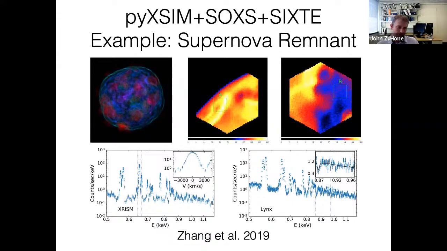And so the top right, so using pyXSIM and SOXS, but also SIXTE, which was used in this case to handle the Athena XIFU simulation. That's what you're seeing with the hexagon images on the top right. And then you're seeing also simulated XRISM and Lynx spectra from the supernova, where you can see line broadening and you can see radiative recombination features and lots of cool things like that that I'm not an expert on because I don't do supernovae, but it's still really cool.